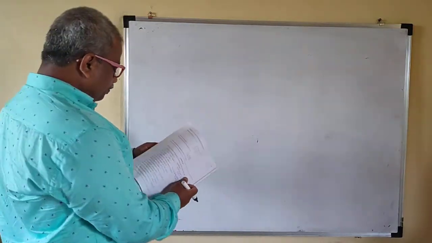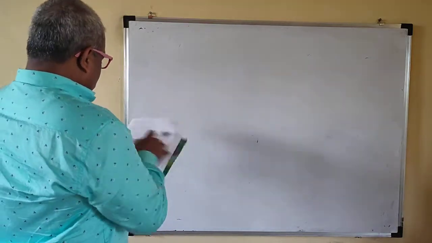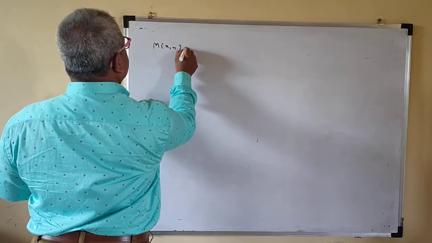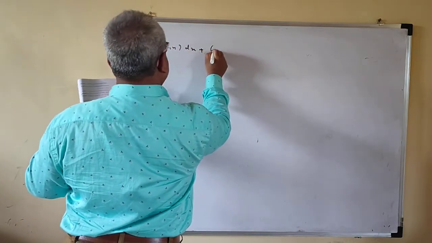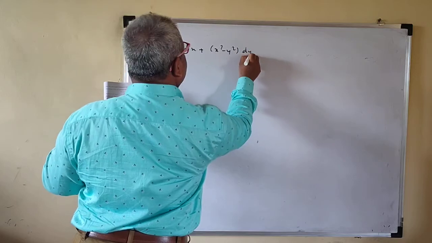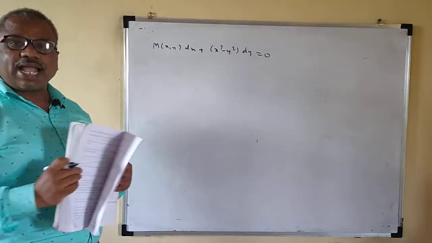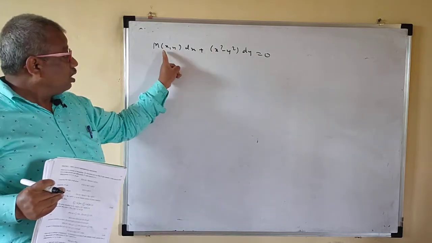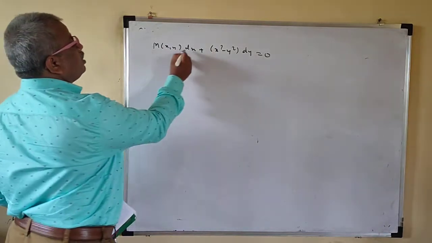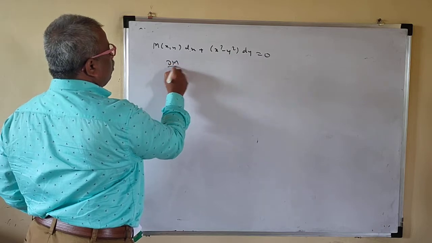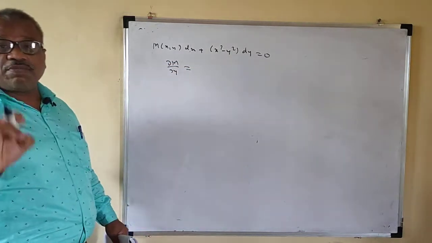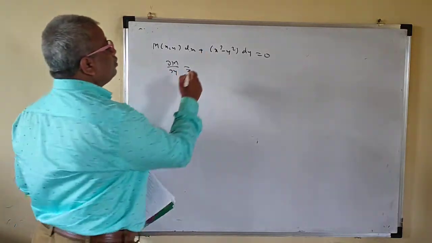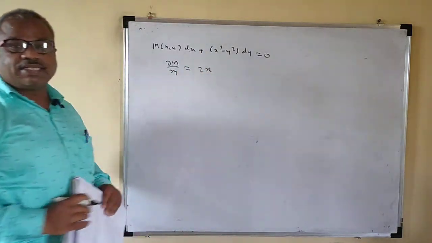Now this is a problem. Suppose M dx, that is, M xy dx plus (x square minus y square) dy is equal to 0. This is exact, and you want M. So dou M by dou y is equal to dou N by dou x. So what is dou N by dou x? Twice x.